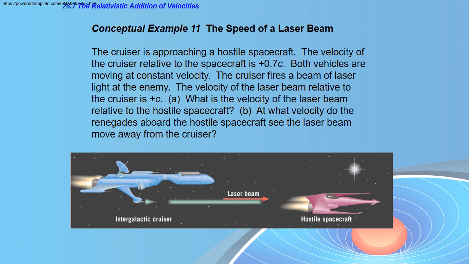So at what velocity do the renegades aboard the hostile spacecraft see the laser beam move away from the cruiser? They see the laser beam move at 0.3 c away from the cruiser. And they could actually use that to figure out that the cruiser was moving at 0.7 c relative to them, because light always goes at c.